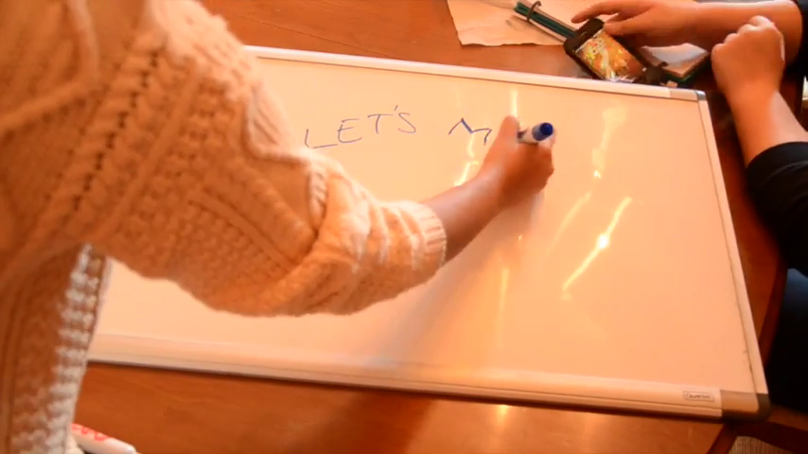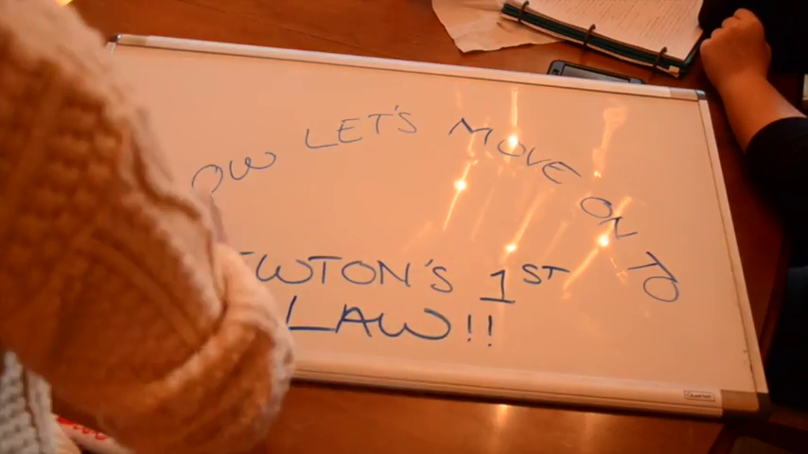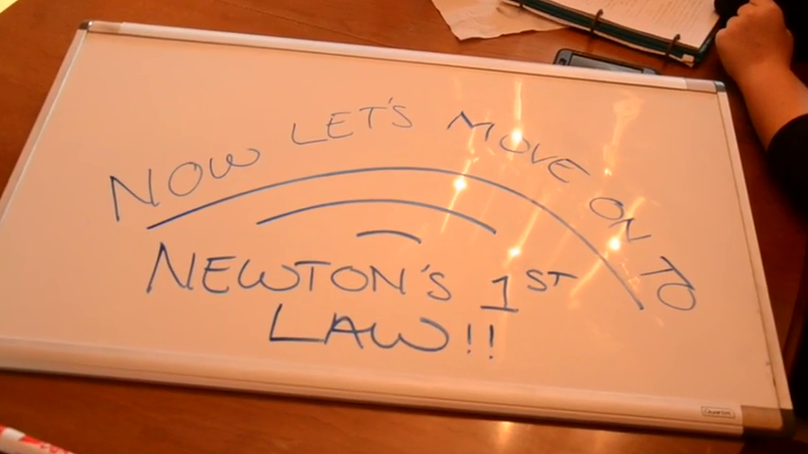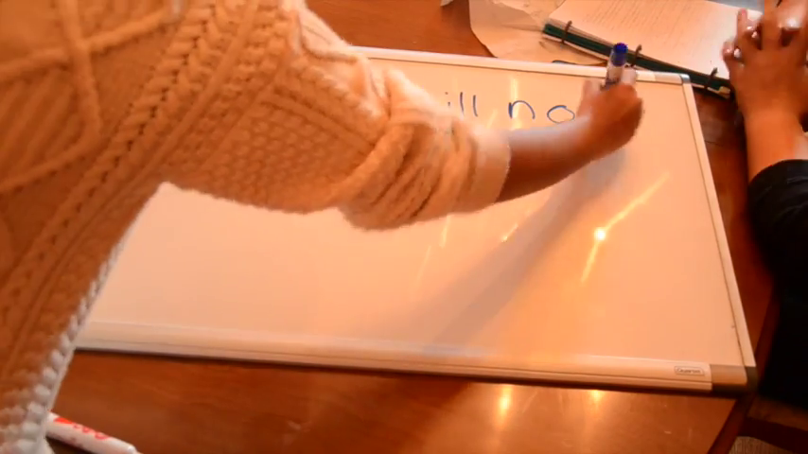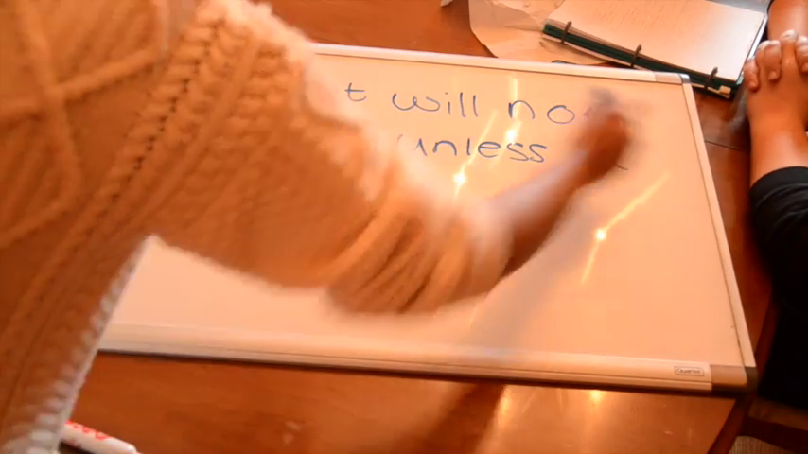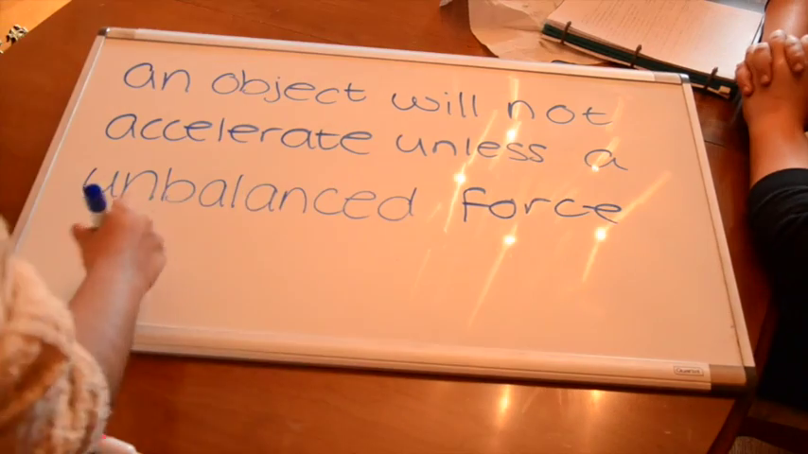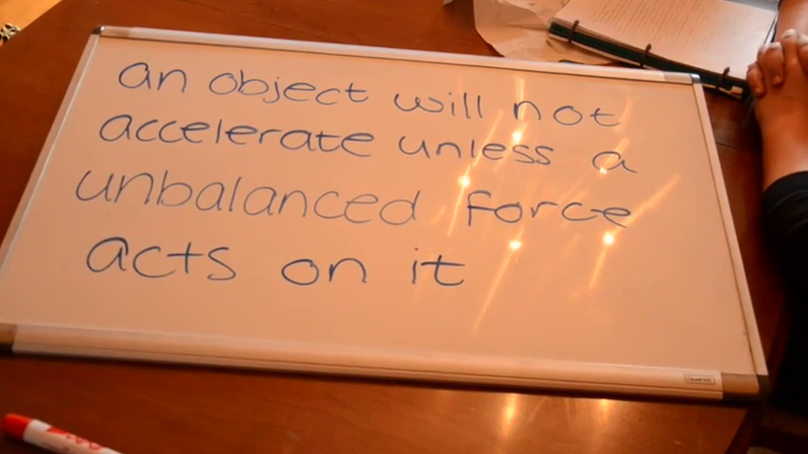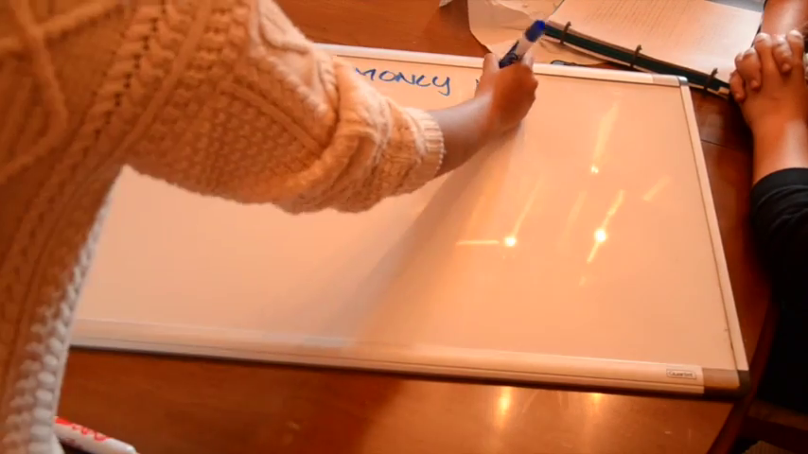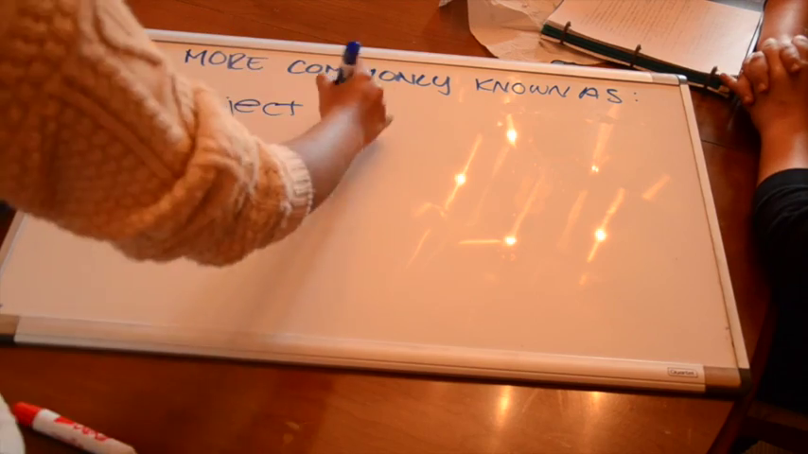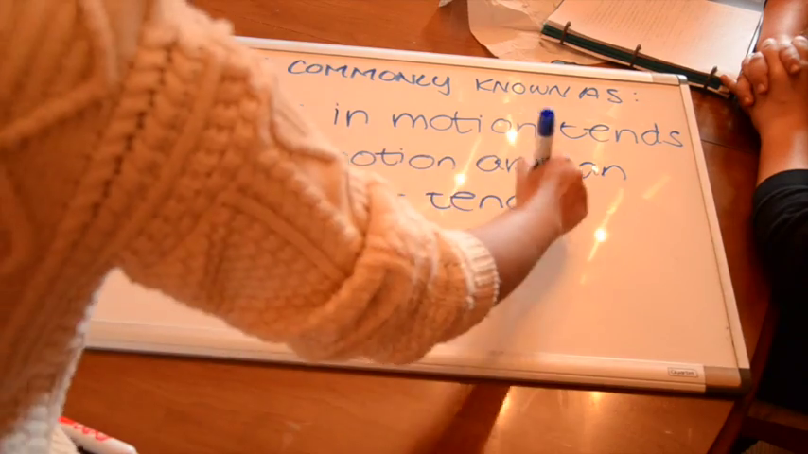Now, let's move on to Newton's first law. The law states that an object will not accelerate unless an unbalanced force acts on it. However, the law is more commonly known as an object in motion tends to stay in motion, and an object at rest tends to stay at rest.